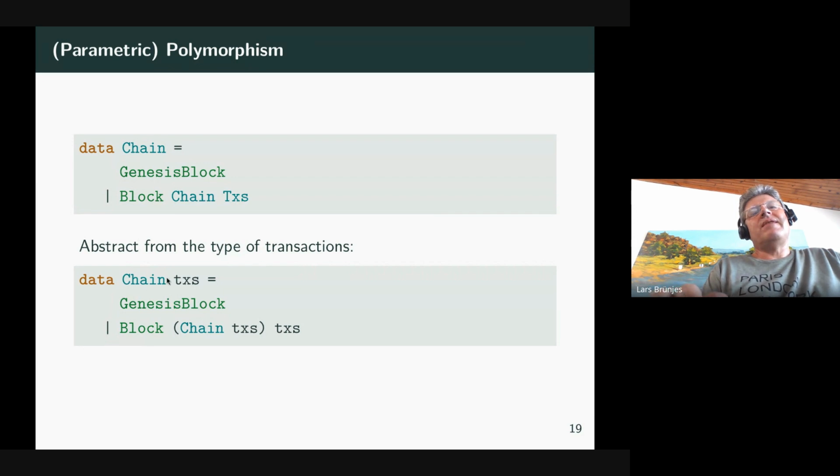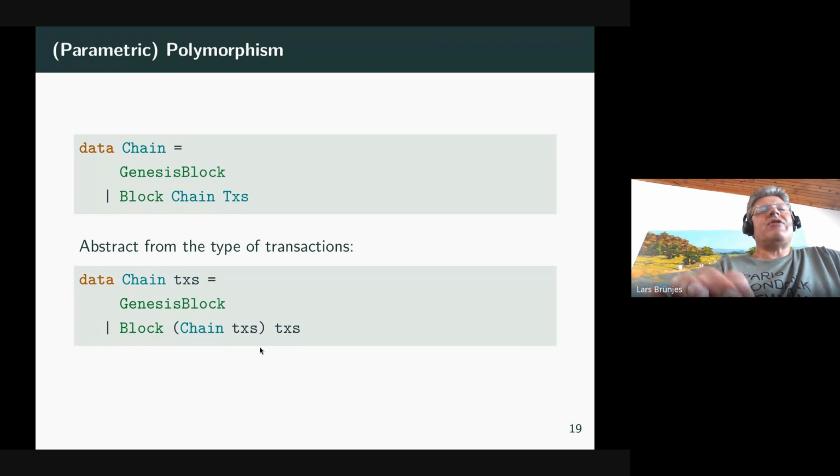Now this gets an argument, which we here call TXS with a small lowercase t. And so the idea is now this is a chain with payload of this type, where this can be an arbitrary type. And again, two constructors: Genesis block, no arguments, and block with the beginning of the chain and the payload. And the beginning of the chain now also has the same parameter.